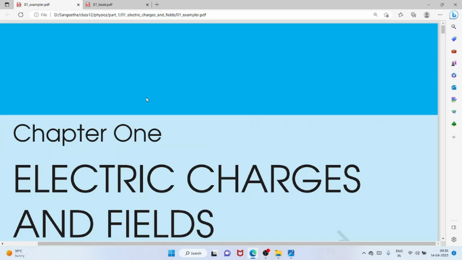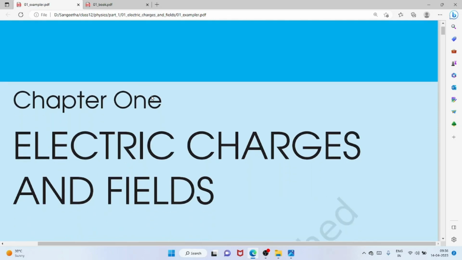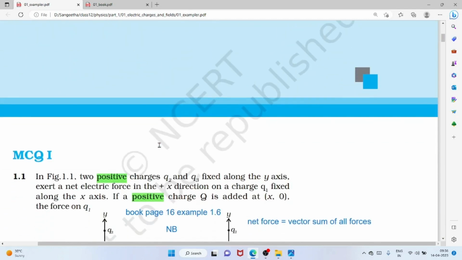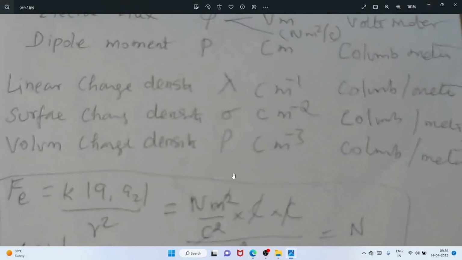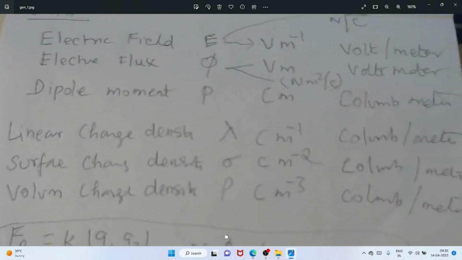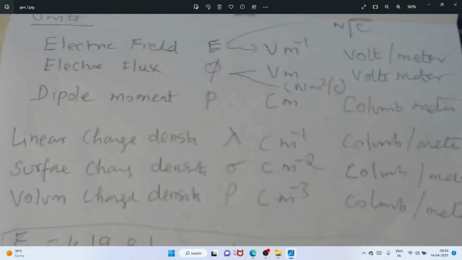Okay, now I will go through the exemplar problems in the class 12 physics chapter 1, electric charges and fields. Before going through the problems, I will show you some general information. First thing is the units used.